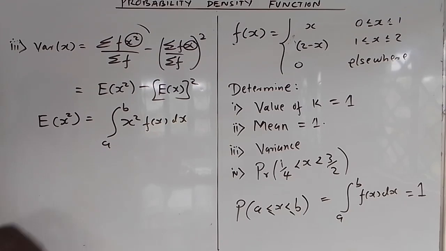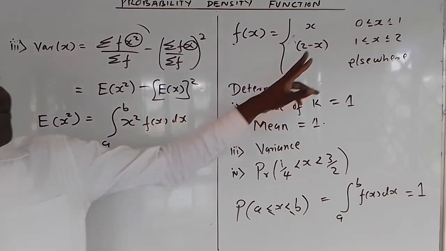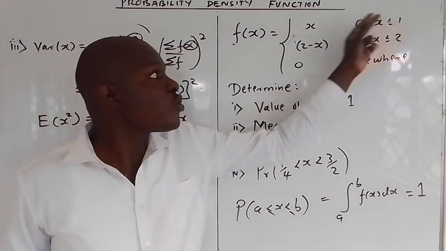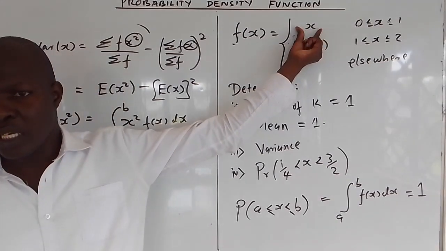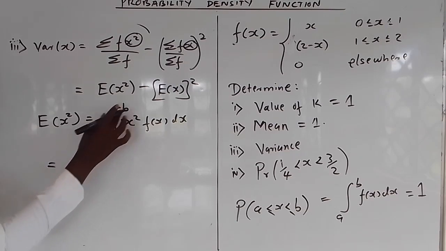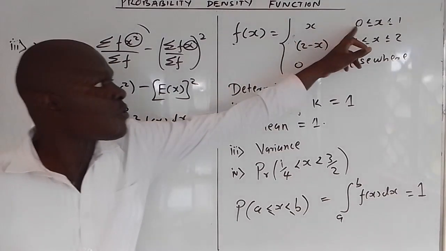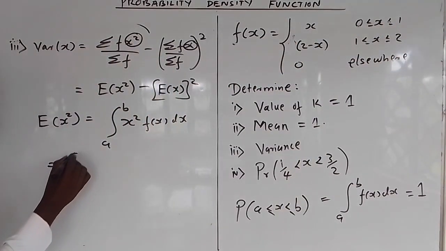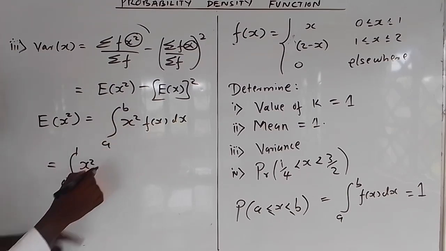Then you start substituting. F of x has different definitions, meaning between 0 and 1, f of x is just x. Are you seeing? Are we together? So start. The first definition, this will be what? You are integrating from 0 to 1, from 0 to 1, then we have x squared f of x.